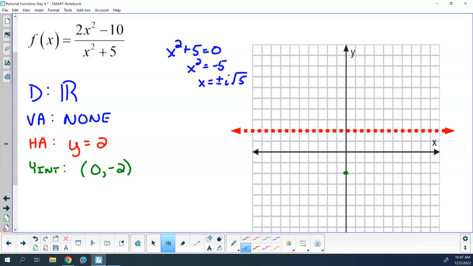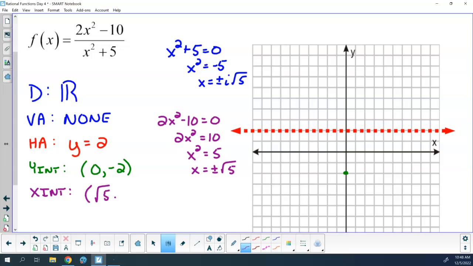X-intercepts. Set the numerator equal to 0. Solve it. So I have 1 at the square root of 5, 0, and I have 1 at negative square root of 5, 0. Square root of 5 is what? A little bit more than 2?